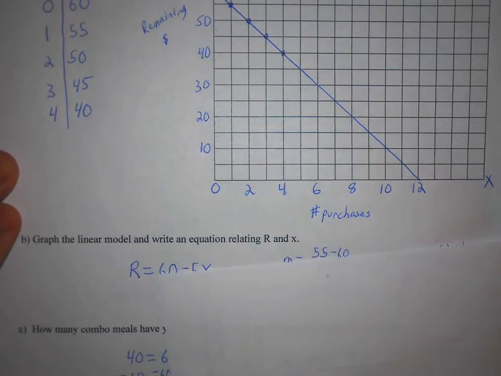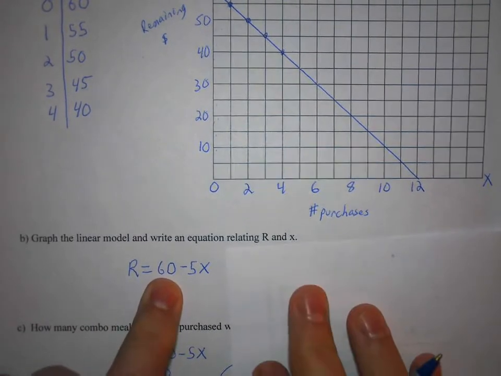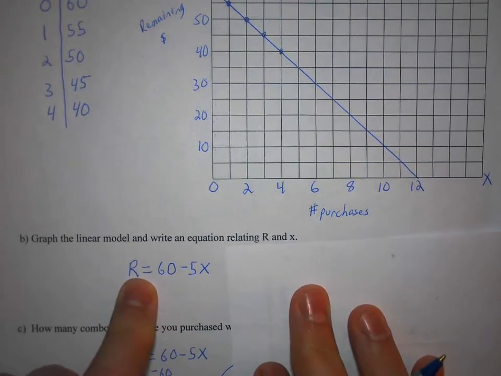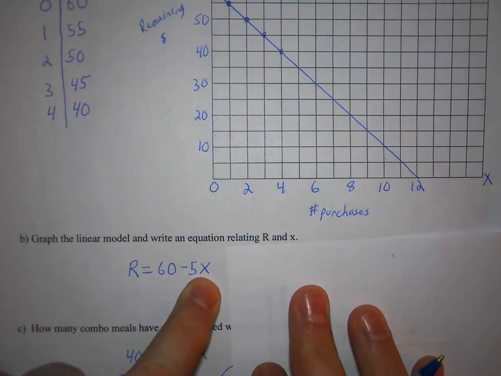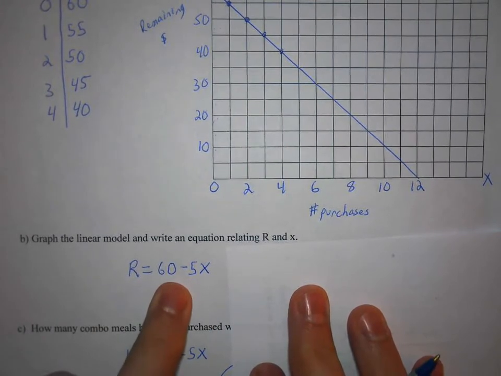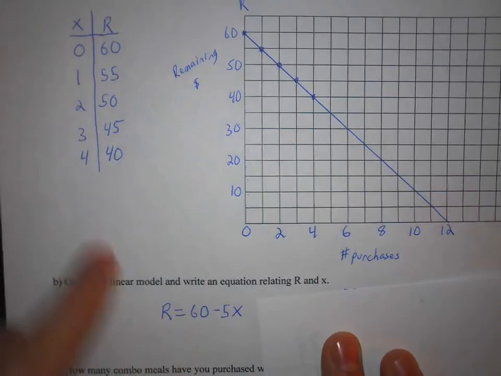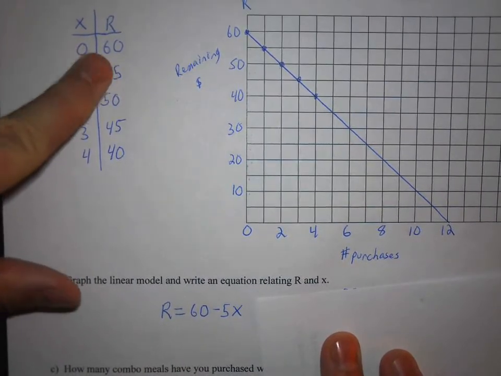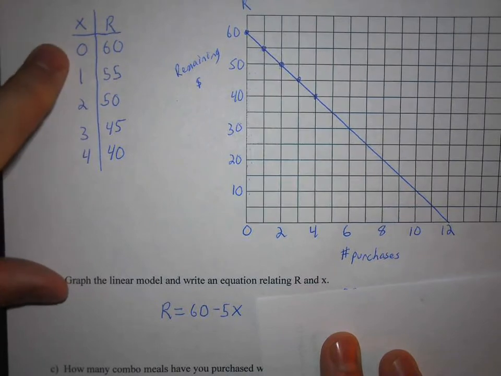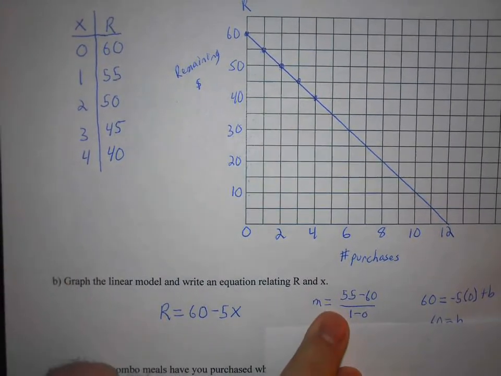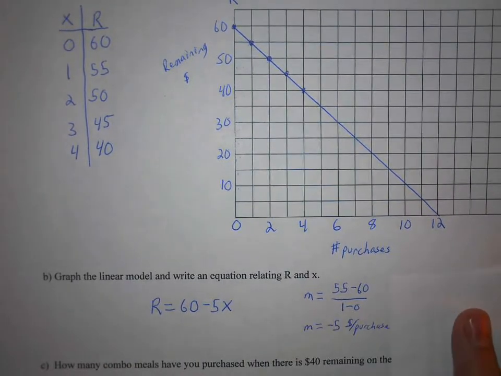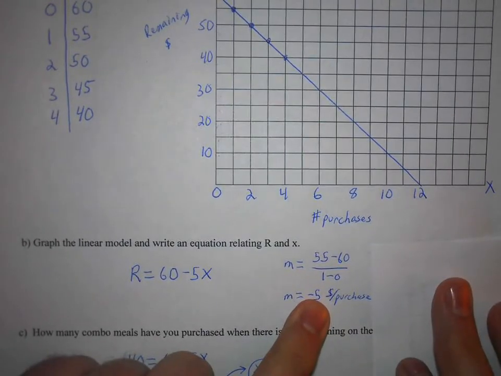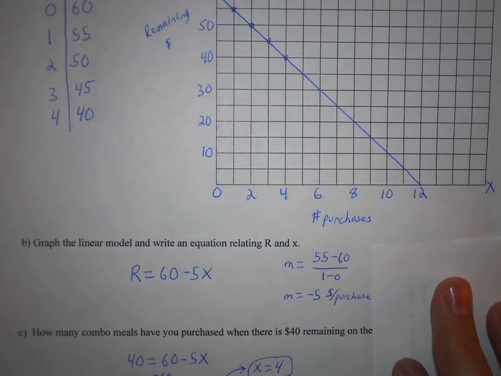Again, just by the description, you start at $60. So the amount remaining is $60, take away 5 every purchase. If you're not comfortable with doing that, remember, we made a table of values up here. We see that the R value goes down $5 for every purchase. So if you find the slope, y2 minus y1 over x2 minus x1, you'll end up with a slope of -$5 per purchase. And again, they tell you that in the description of the problem.